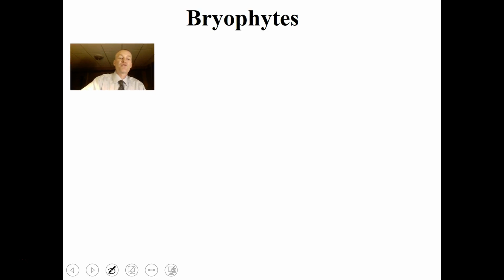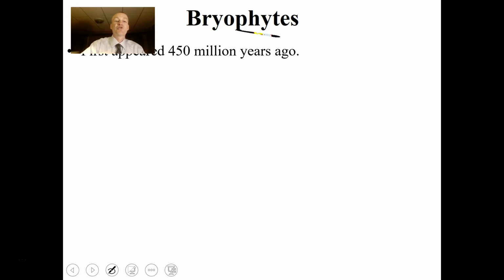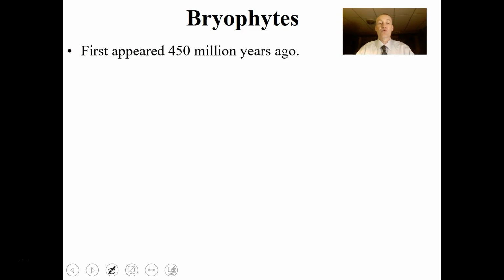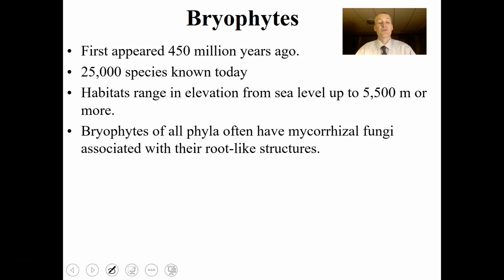Okay, so our first plant group that we're going to talk about are the bryophytes, and these first appeared 450 million years ago or so. And there's only 25,000 species that are known today. And I say only because that's not a whole lot of species compared to flowering plants, where you have more than 250,000 species that are known today. So bryophytes' habitats range in elevation from sea level all the way up to tops of mountains, 5,500 meters or perhaps more. They're pretty hardy creatures.